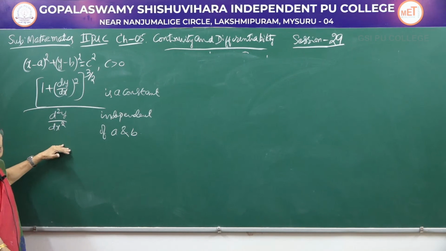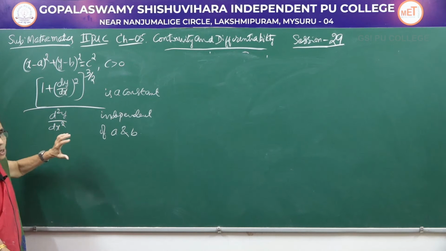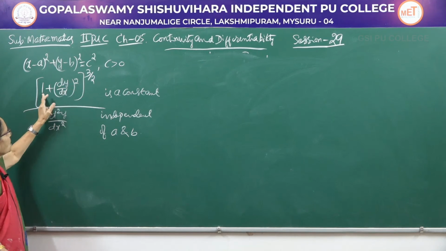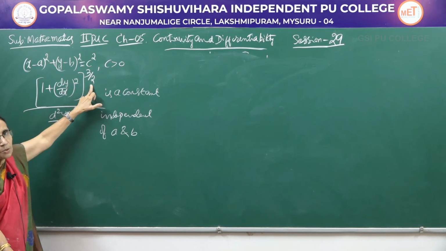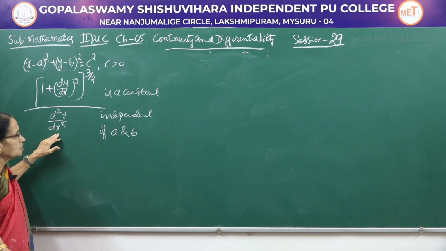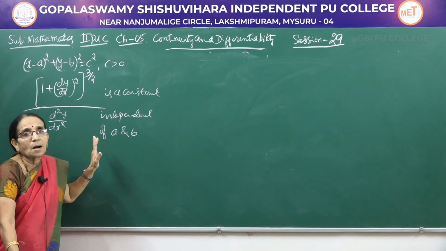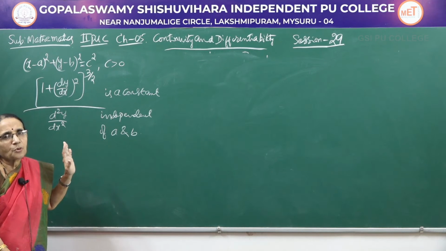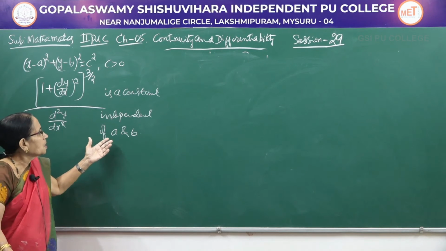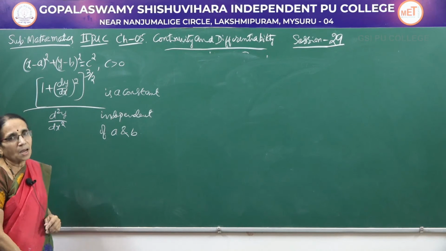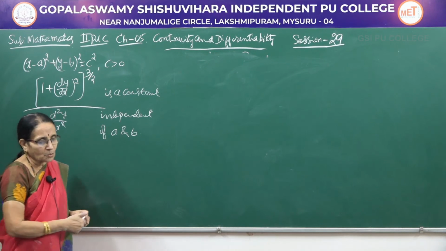So, take this expression, okay, we are proving some result here. Write for dy by dx, square that one, add 1, raise it to the power 3 by 2, then divide that by the second derivative. When you simplify, you should get a constant which should be free from a and b, independent of a and b. What do you mean by independent of a and b? It should not contain a and b. That is the meaning of that.